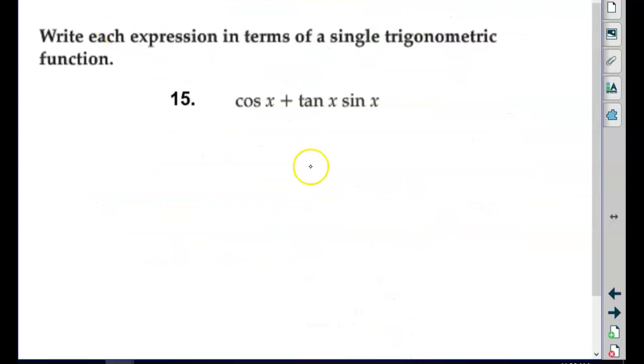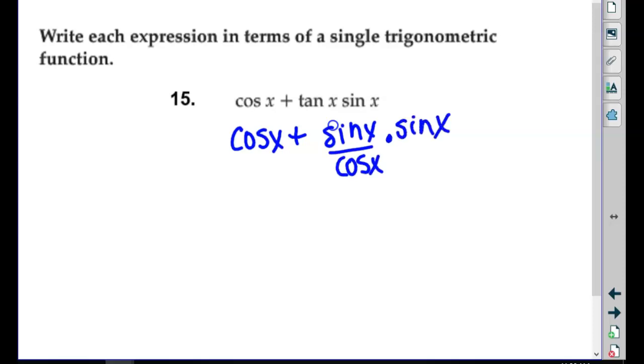Last one, rewrite in terms of a single trig function. So everything should go away until we have one function. But do you want to leave cosine just like it is for a minute? What do you want to do to tangent? And that's being multiplied by a sine, then what? If you combine the right side into a single fraction, you have sine squared over cosine. So what do we probably need to do to the left side?